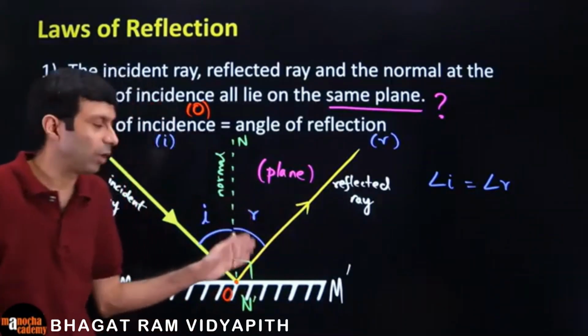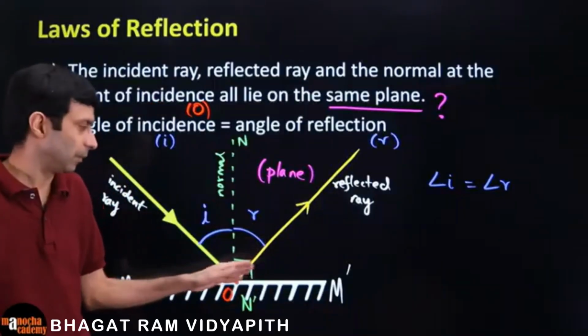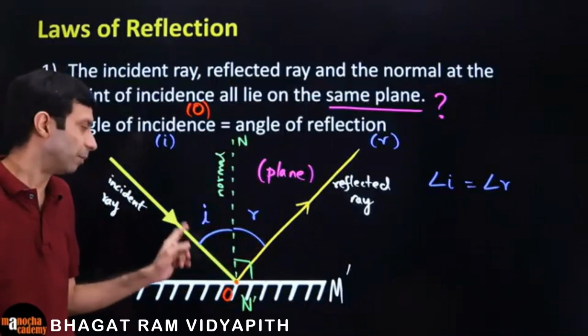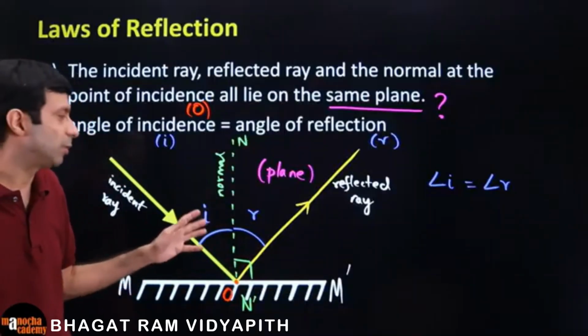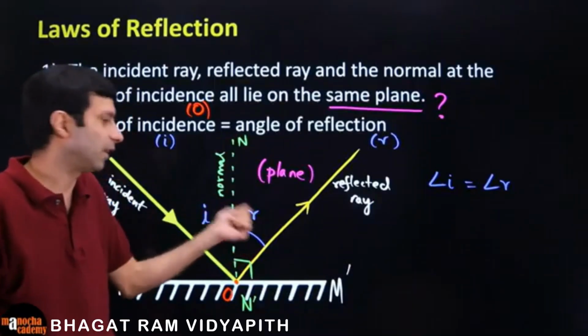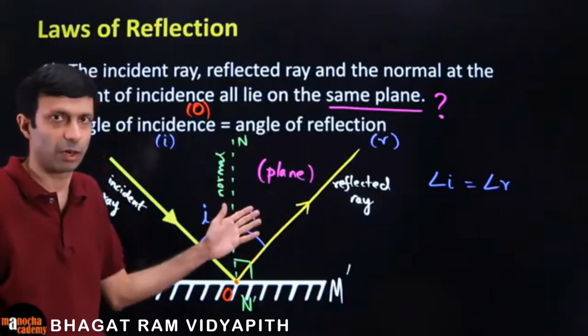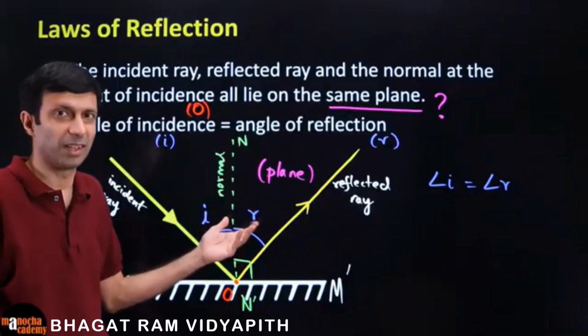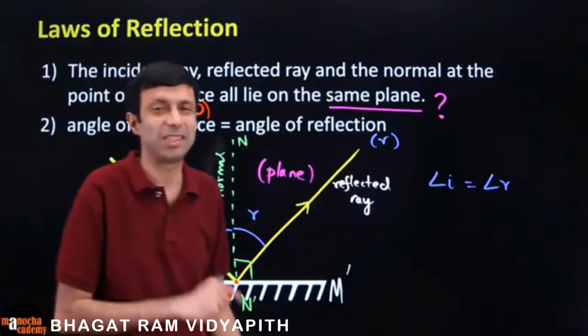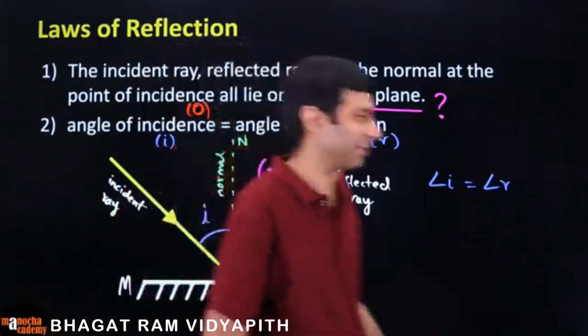This other angle is actually called the glance angle, the angle made with the mirror. But remember, angles are always measured with the normal. So if this is 50 degrees, this is 50 degrees. If this is 40, this is 40. If this is 30, this is going to be 30. Angle of incidence is always equal to the angle of reflection here.